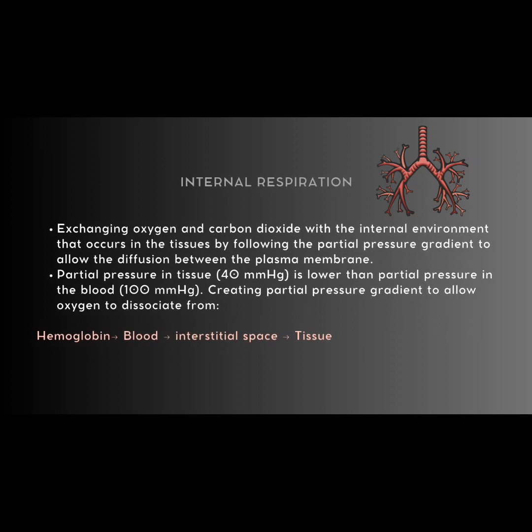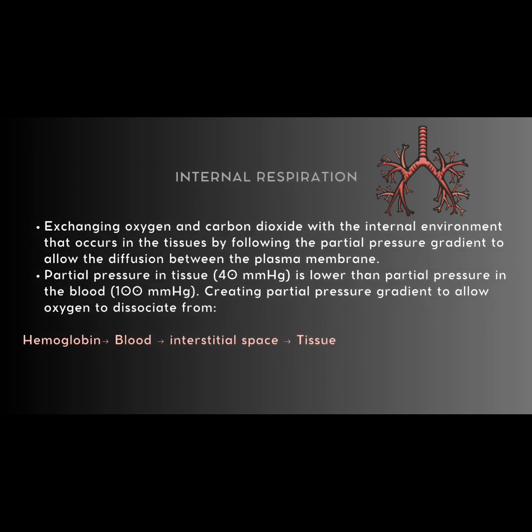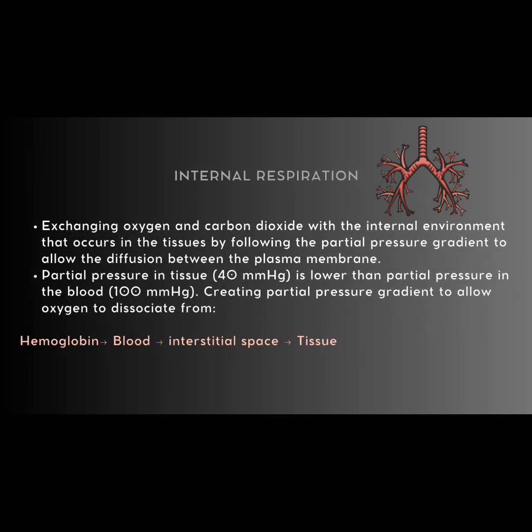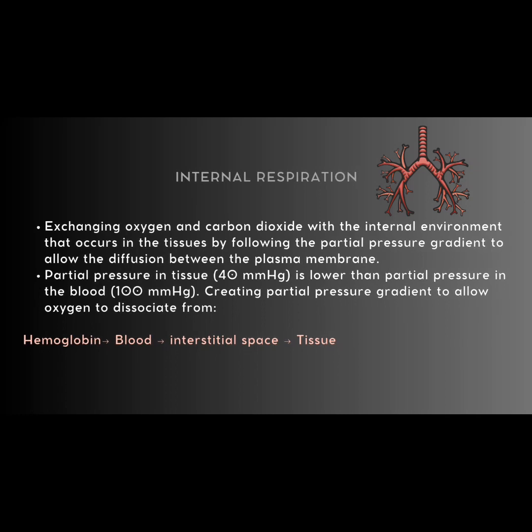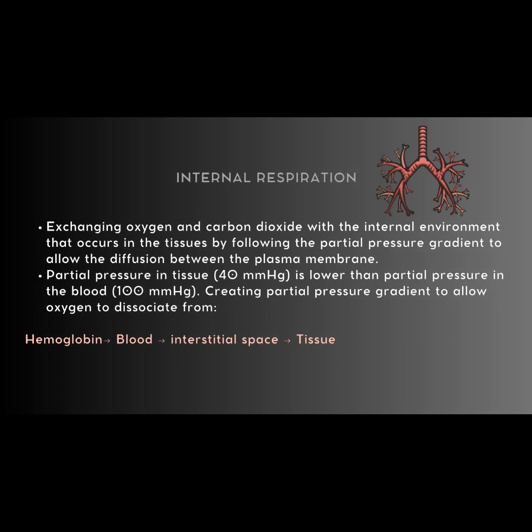Internal respiration is exchanging oxygen and carbon dioxide with the internal environment that occurs in the tissue by following the partial pressure gradient to allow diffusion across the plasma membrane. Partial pressure in tissue, which is 40 mmHg, is lower than partial pressure in the blood, which is 100 mmHg. This creates a partial pressure gradient to allow oxygen to dissociate from hemoglobin, to blood, interstitial space, and then to the tissue.